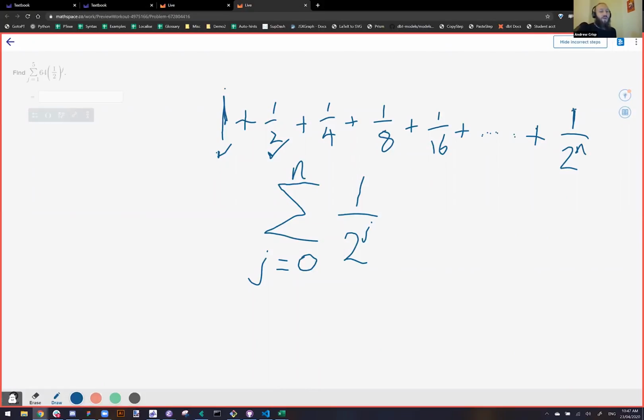Then we go to 2. 1 over 2 squared is 1 over 4, and we get that one. And then we keep going, adding up by 1 each time until we get to n, which is our stopping point.